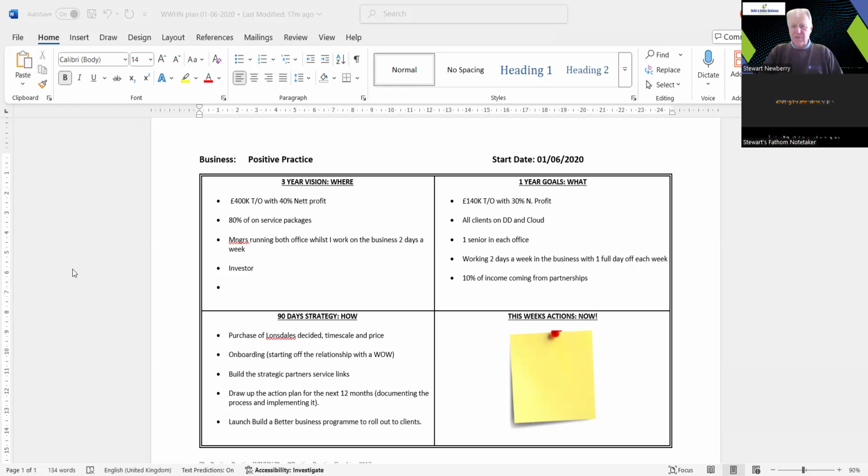Turn now back to the top right column, and that is our 1-year goals, what. Now, this will be a stepping stone on the journey to your 3-year where. So you wouldn't have a turnover in this case, for example, of £600,000, because that's actually not a stepping stone on the way to £400,000. But in this example, the £140,000 turnover in the next 12 months and a 30% net profit is a number of stepping stones on the way to the 3-year goals.